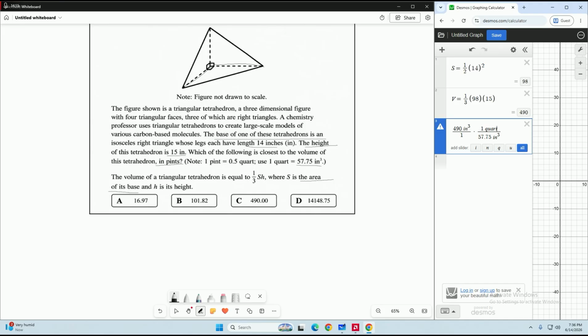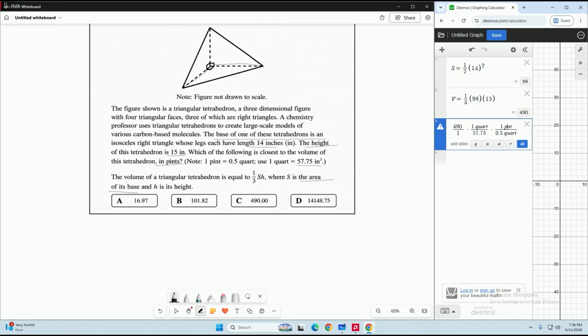So you're going to see that if I multiply, this is basically a fraction. Inches cubed and inches cubed cancel out because one's in the numerator, one's in the denominator. Now the unit I have my value in is quarts, but I don't want it in quarts, I want it in pints. So I need to do one more step, ensuring that I'm canceling out the quarts. If I add 0.5 quarts to the bottom, that's equal to 1 pint.